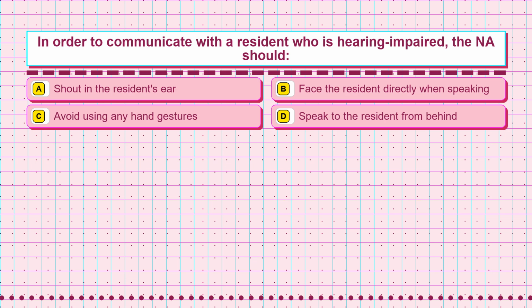Question 49. In order to communicate with a resident who is hearing impaired, the NA should: Option A, shout in the resident's ear. Option B, face the resident directly when speaking. Option C, avoid using any hand gestures. Option D, speak to the resident from behind.